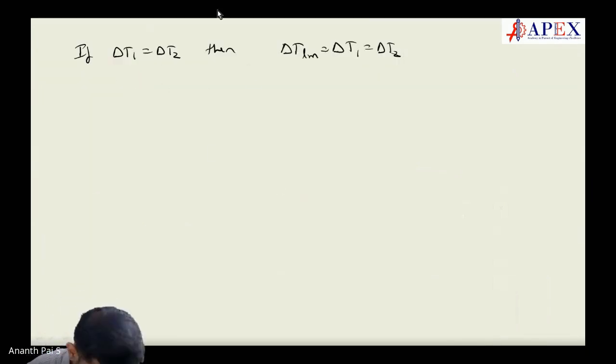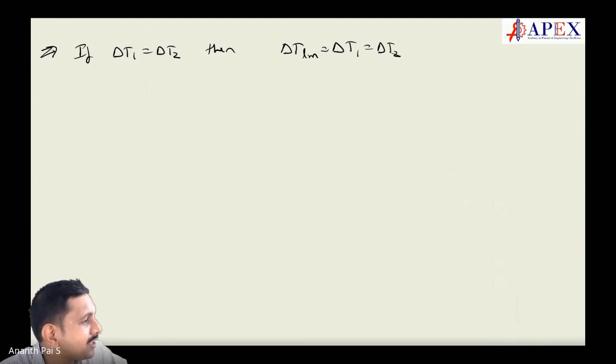So write this now. This may be very, very important, and in the interview these things are confused like anything. Or maybe in GATE also it will come, where they will give such that delta T1 and delta T2 is the same.